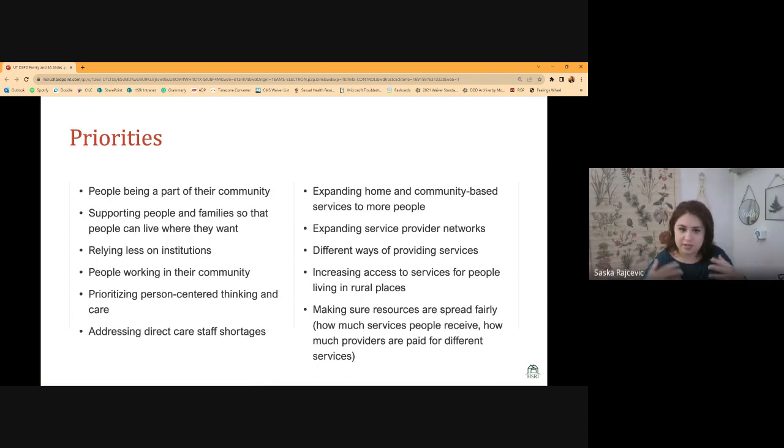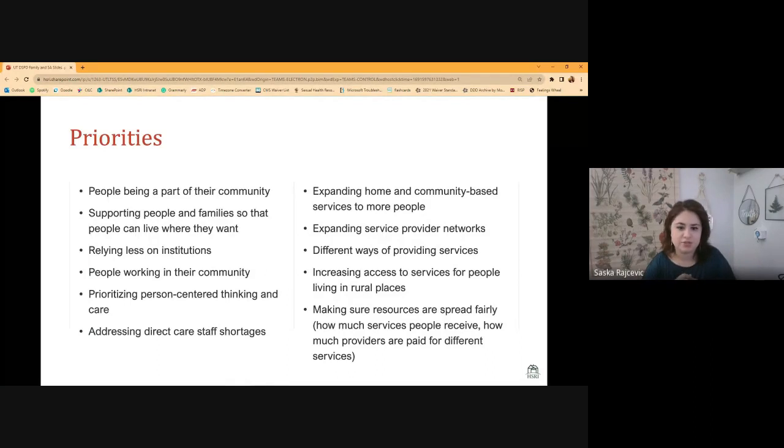Another priority is using a person-centered approach to support people in having choices about what services they receive, who provides those services to them, their staff, who they live with, and all of the other choices that we all make on a daily basis. And then figuring out how to help resolve some of the direct care staff workforce shortages and creating more capacity within the system to, again, serve more people, and also to make sure that the services that people are currently receiving are high quality.